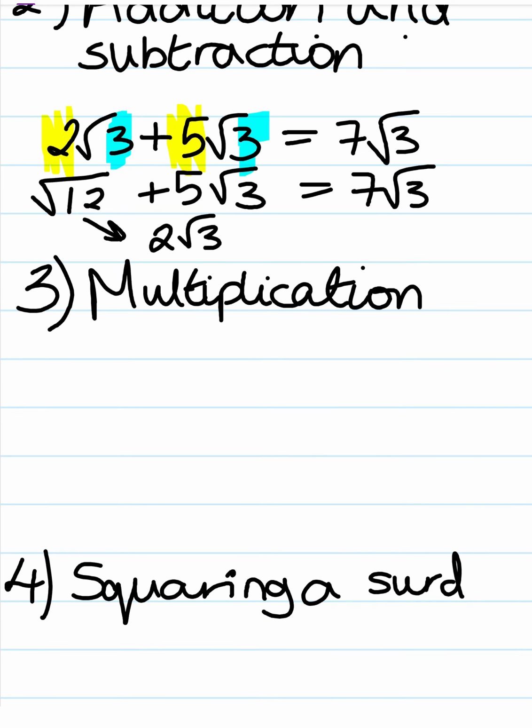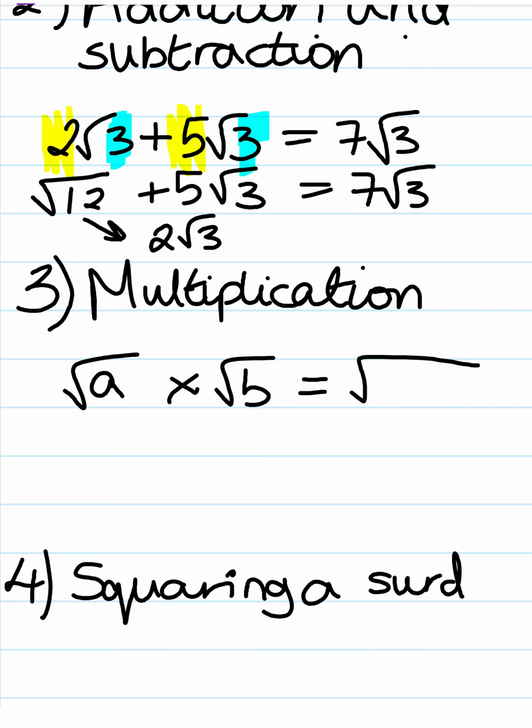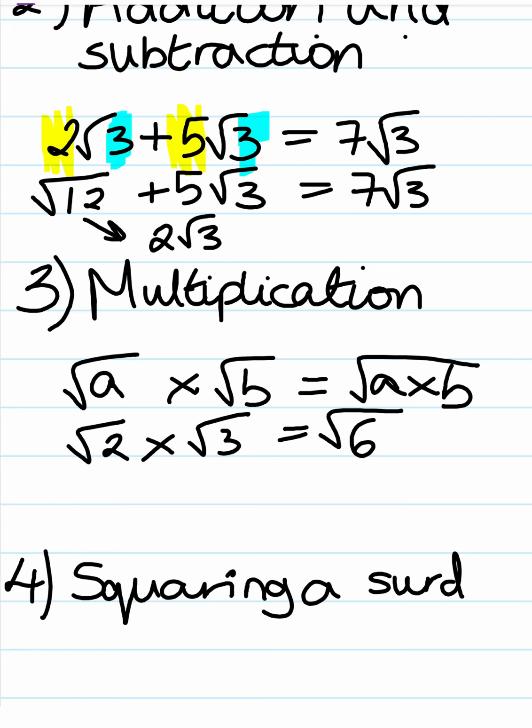Next, we go on to multiplication. A general rule for surds is that the square root of a times by the square root of b is equal to the square root of a times b. In other words, you times the numbers underneath the square root sign together. For example, the square root of 2 times by the square root of 3 becomes the square root of 6 because 2 times 3 is 6.